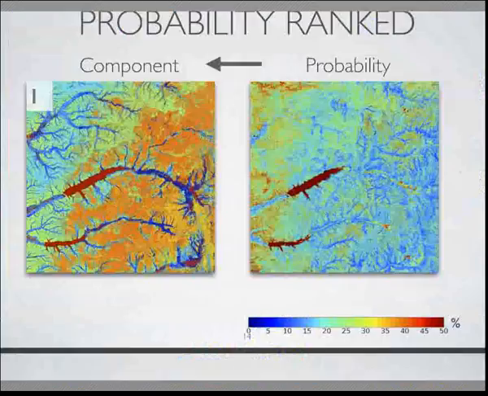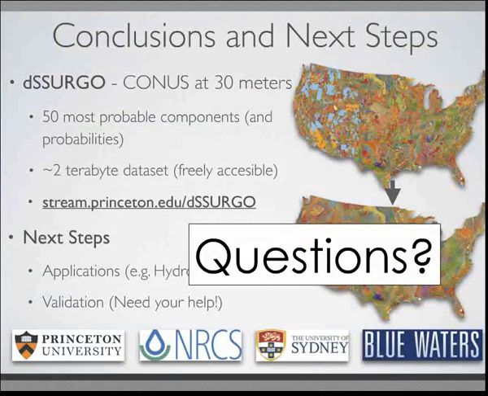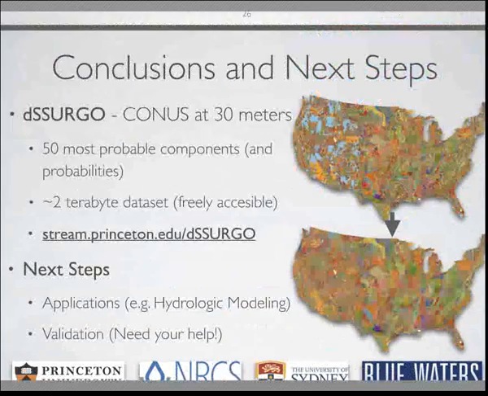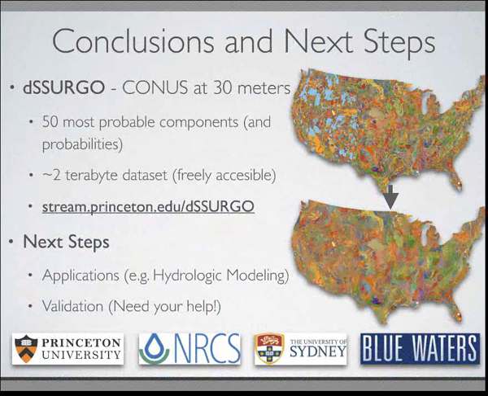Yeah, I think this is a great way to finish up. So let's see, scroll up here. Okay, so you see that link right there, stream.princeton.edu/dSURGO. What you're going to find there is the entire CONUS dSURGO split up into 1 degree by 1 degree blocks. It's around 1,200 files, and each file, I think, is around 2 gigabytes. You download those, and those are going to have all the information.